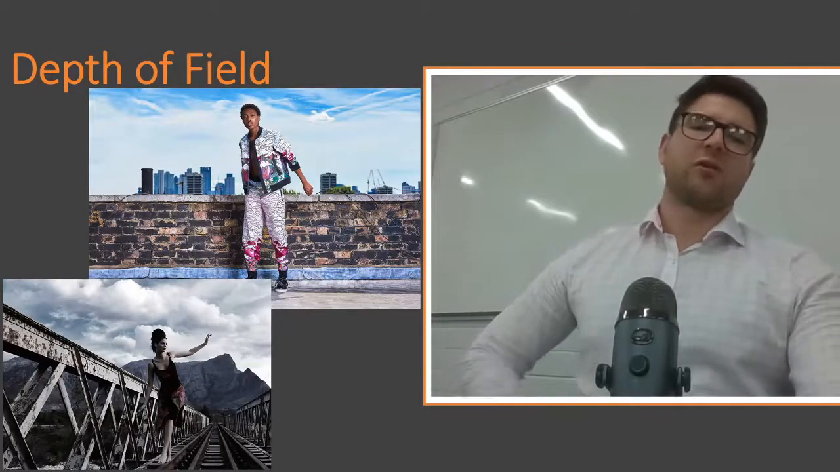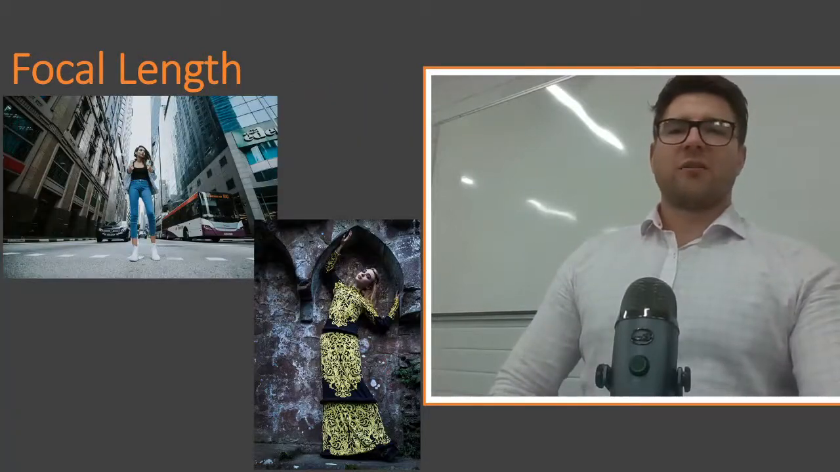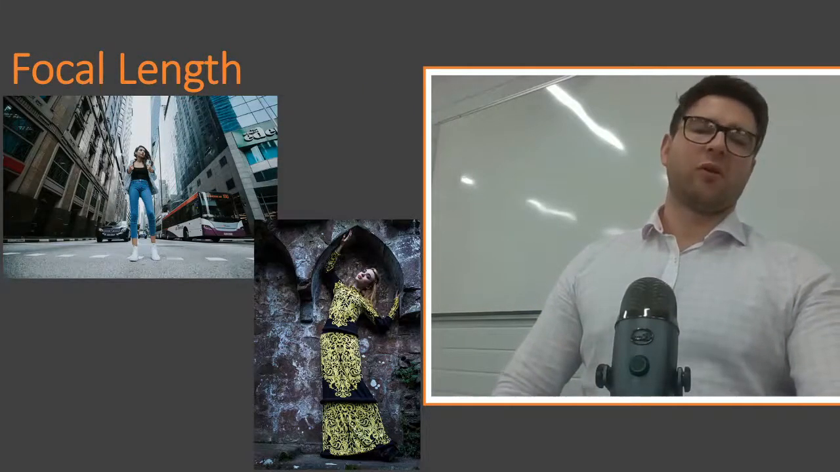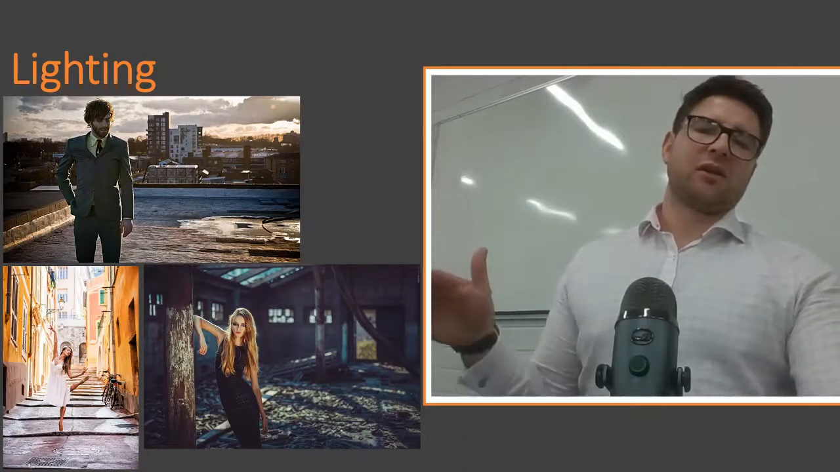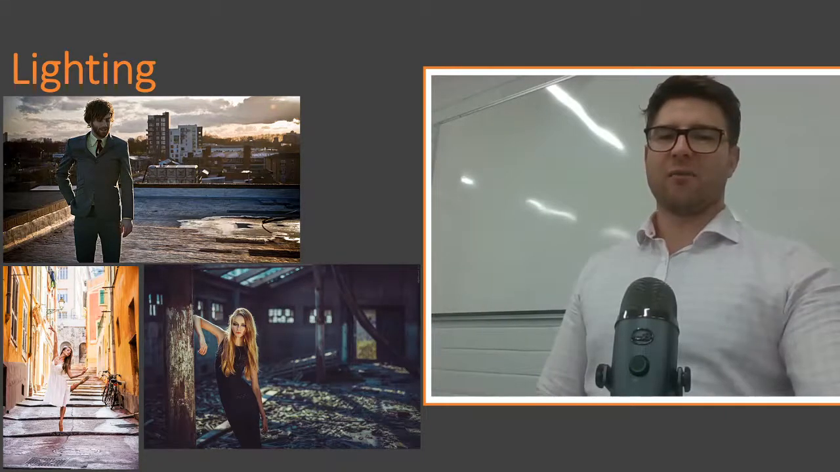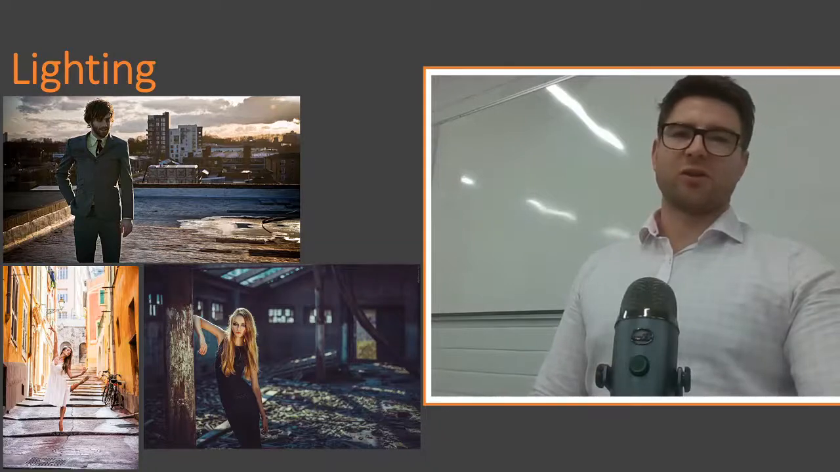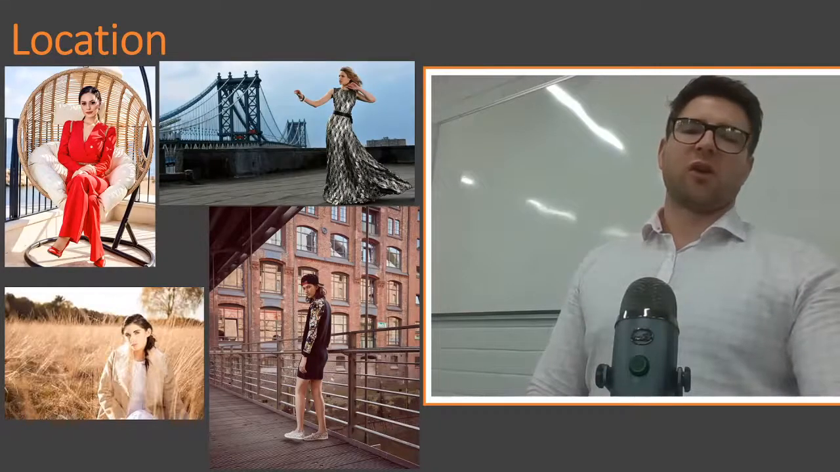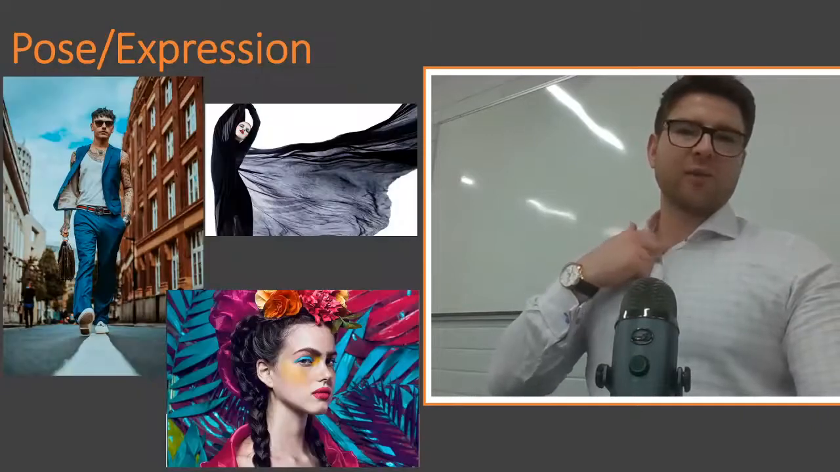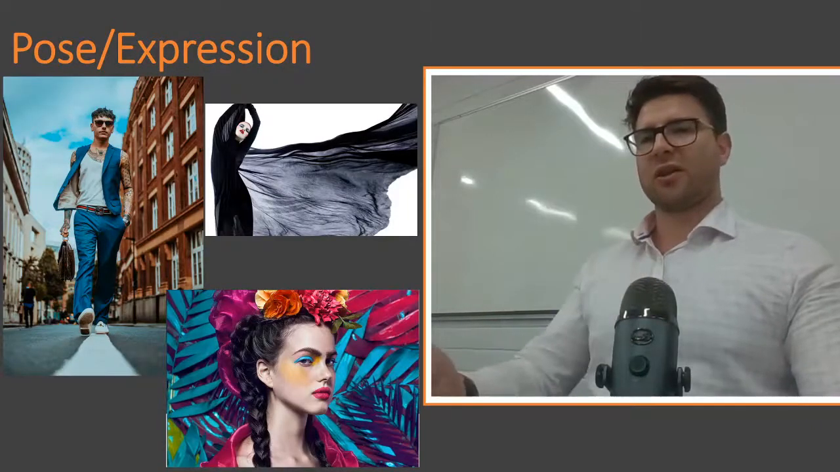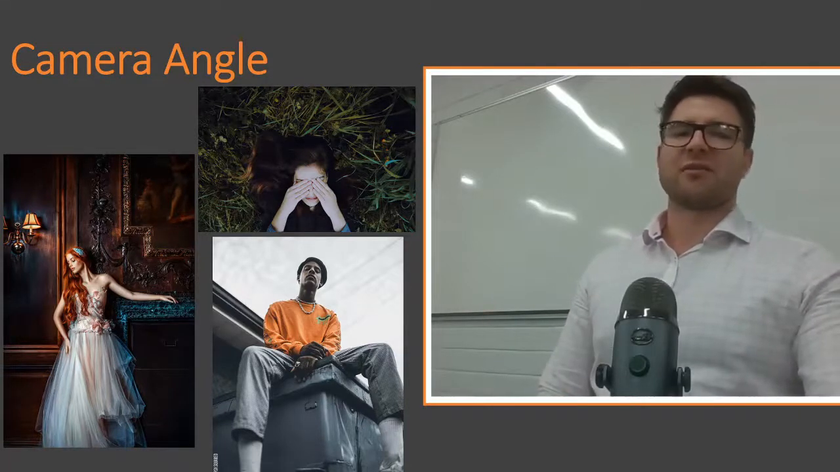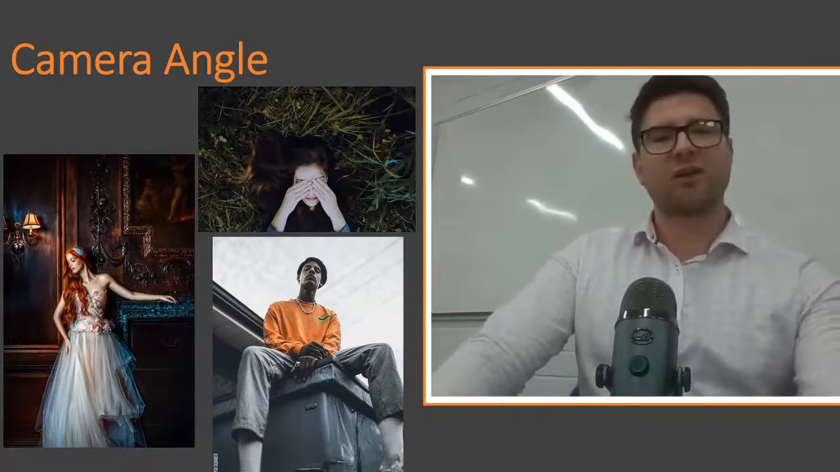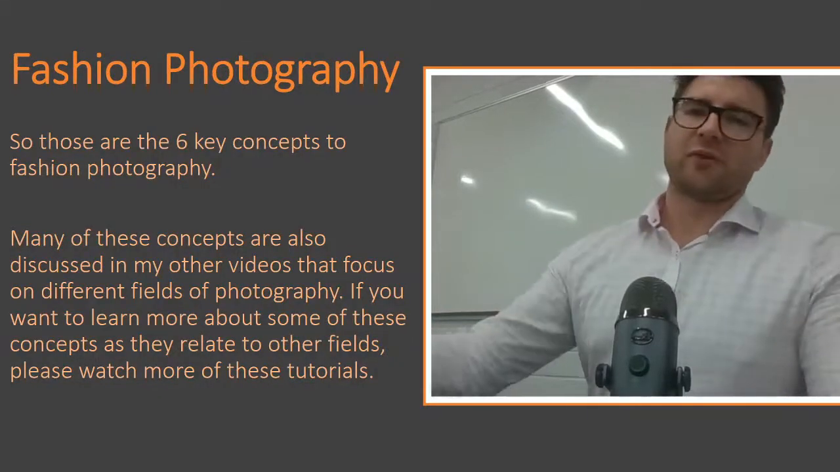First was depth of field, knowing, do you want a shallow or a large depth of field? Do you want a wide or a long focal length, and how that affects the perspective? Ensure that you are using lighting to the best of your ability, maximizing what is available to you and being creative with it. Choosing a location that is relevant to the story you're creating, making sure you're posing your subject and ensuring that the expression on their face is also appropriate and relevant, and choosing a camera angle that contributes another element of depth to that narrative that you're trying to create. So those are the 6 key concepts of fashion photography.